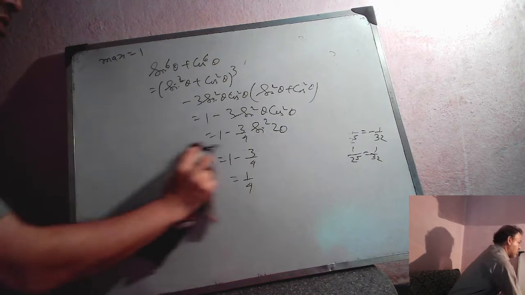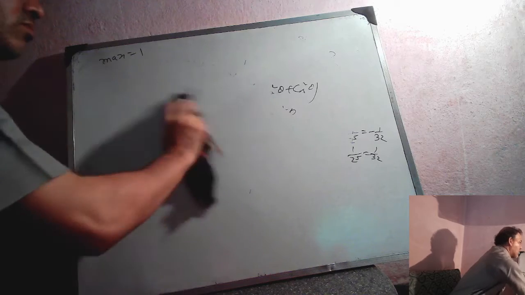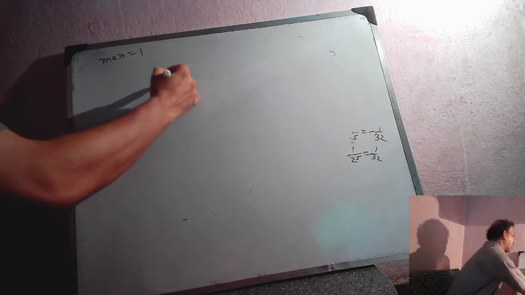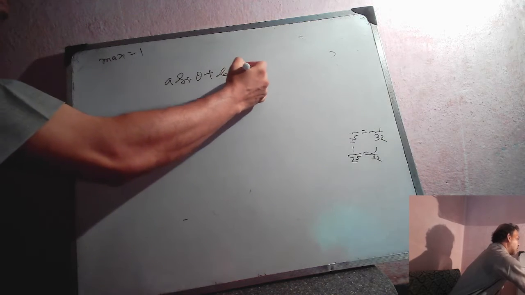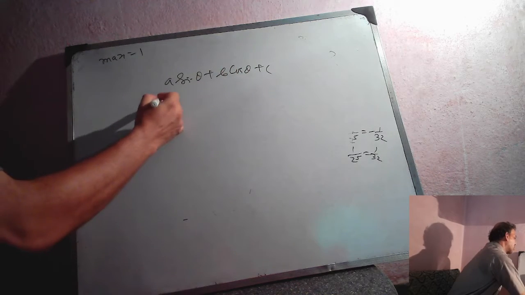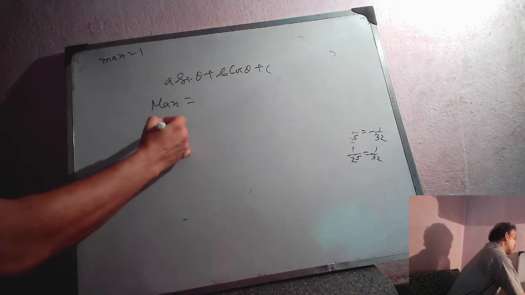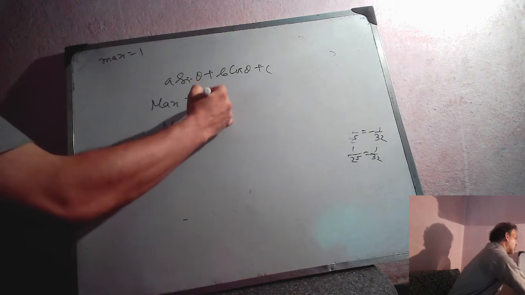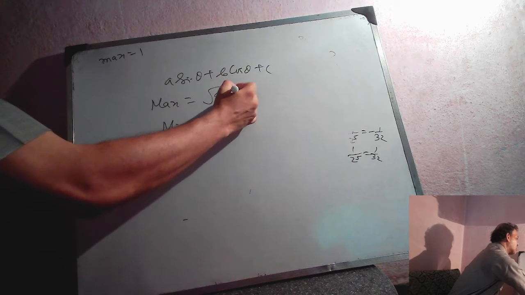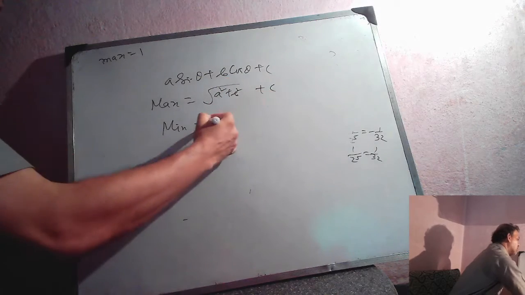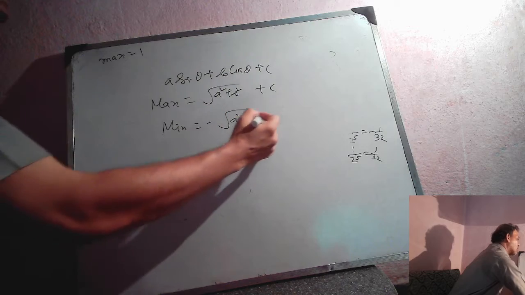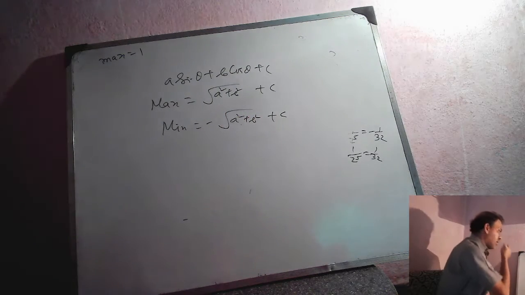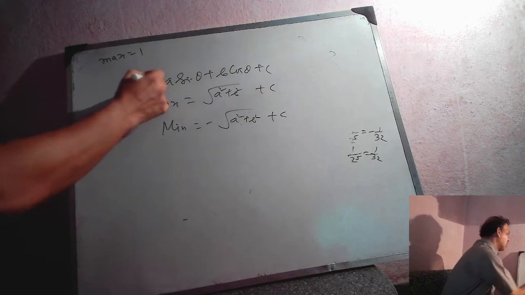Next one, a sin θ plus b cos θ plus c, its maximum value and minimum value. Maximum value is c plus under root a^2 plus b^2, minimum value is c minus under root a^2 plus b^2. How will you prove it?